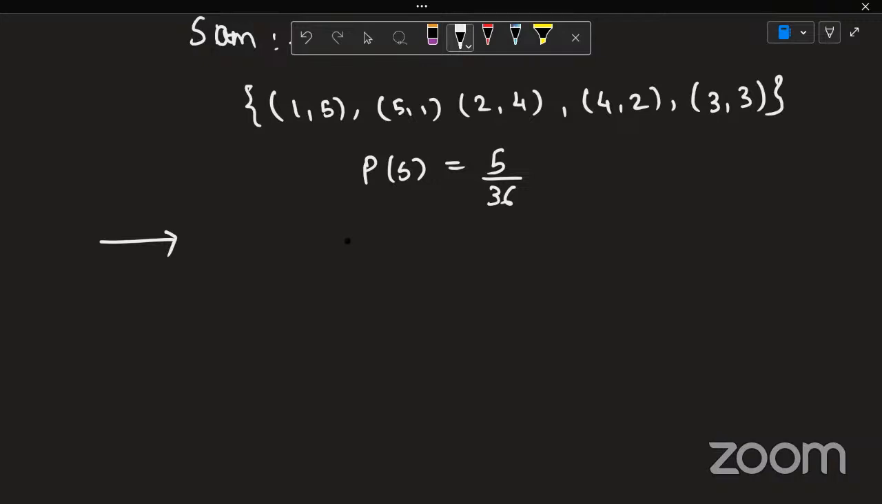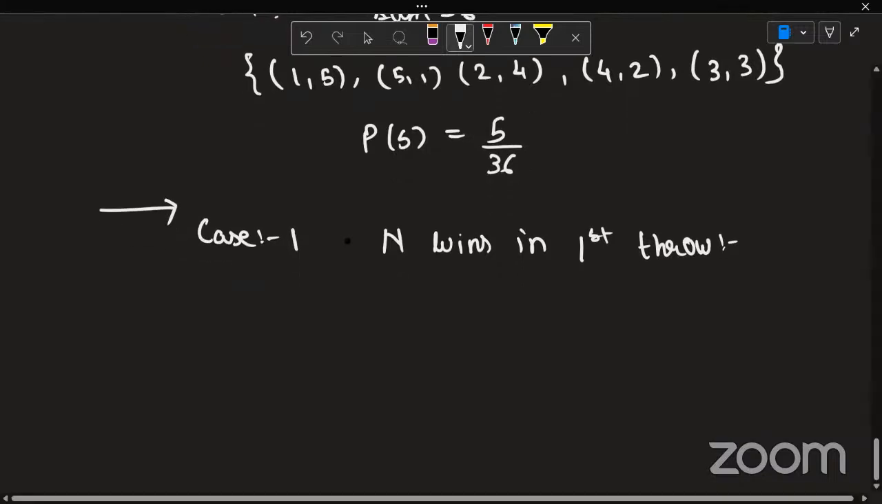First case will be, let's say she wins in the first throw. Case 1, N wins in the first throw. As she is starting the game, if she throws the dice having sum 7, then she will win, right? That was the given condition. So what is the chance of winning then? 6 by 36.